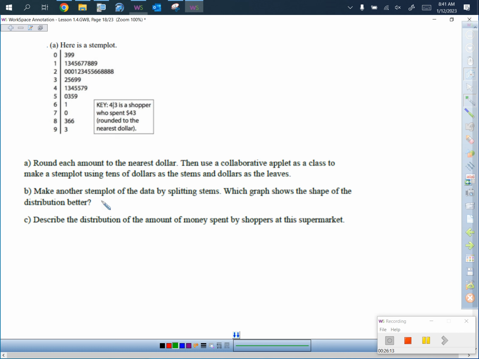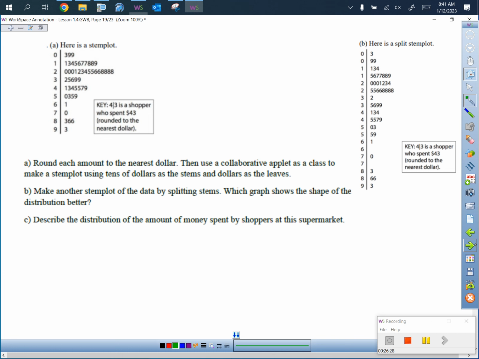But when you have this in the computer, there is a drop-down menu that says, do you want to split the stems? So you could totally split the stems on that. So that's what it looks like if I split the stems. This stem goes from 10 through 14, and this one is 15 through 19 in that case. So it just split it into 2 stems instead of 5 stems as before.